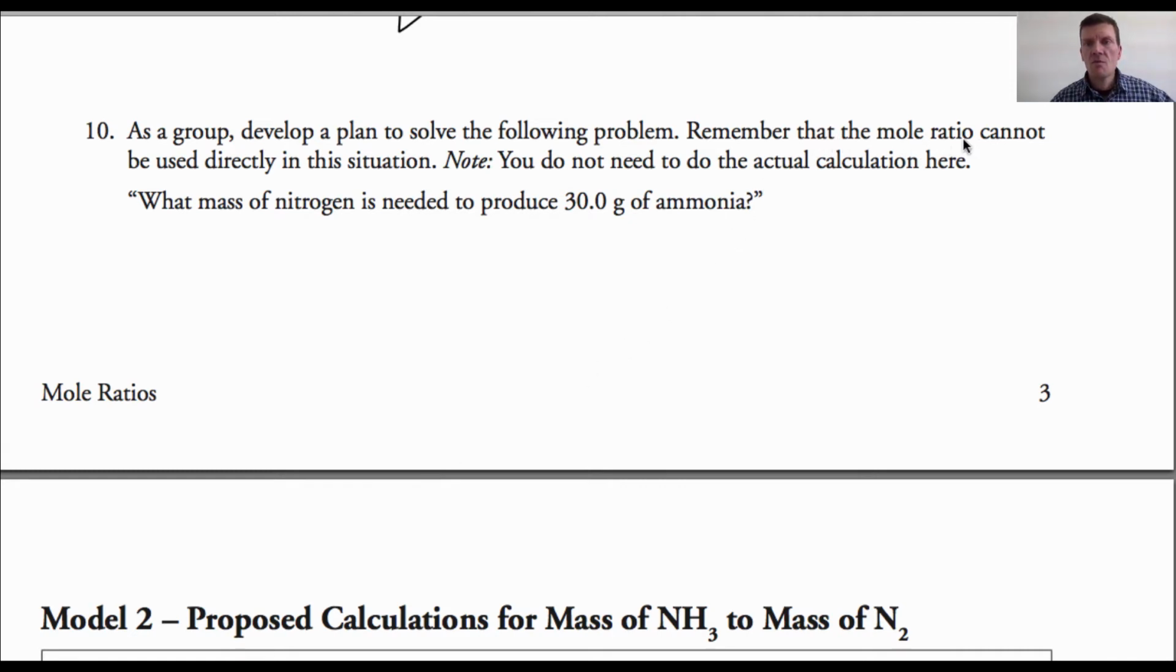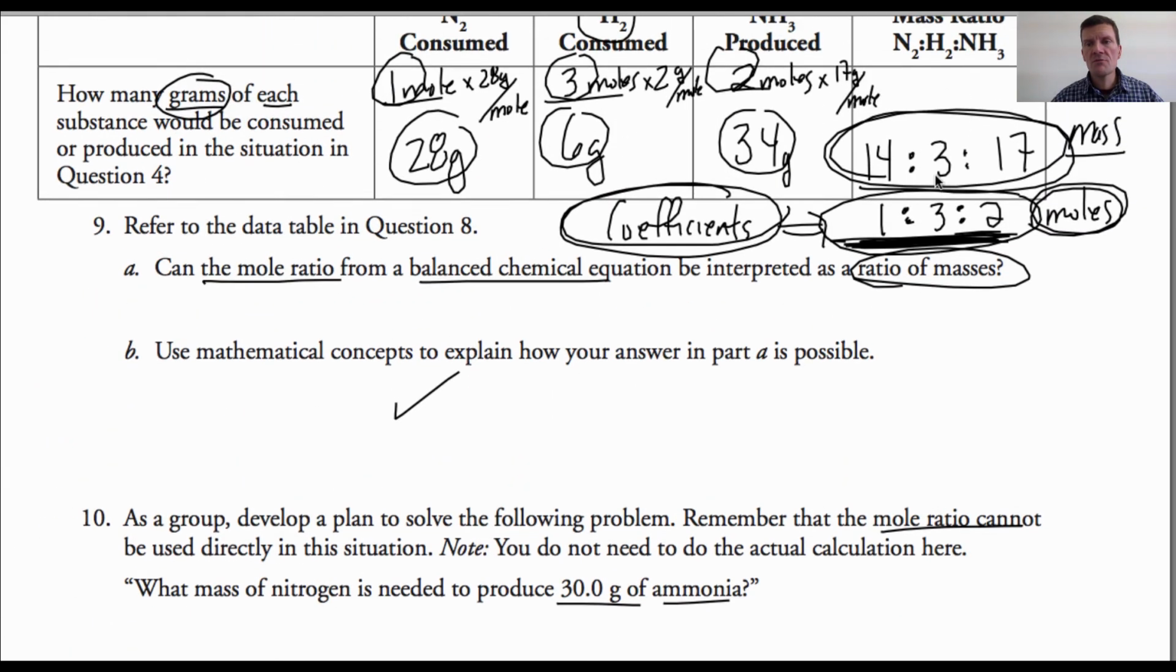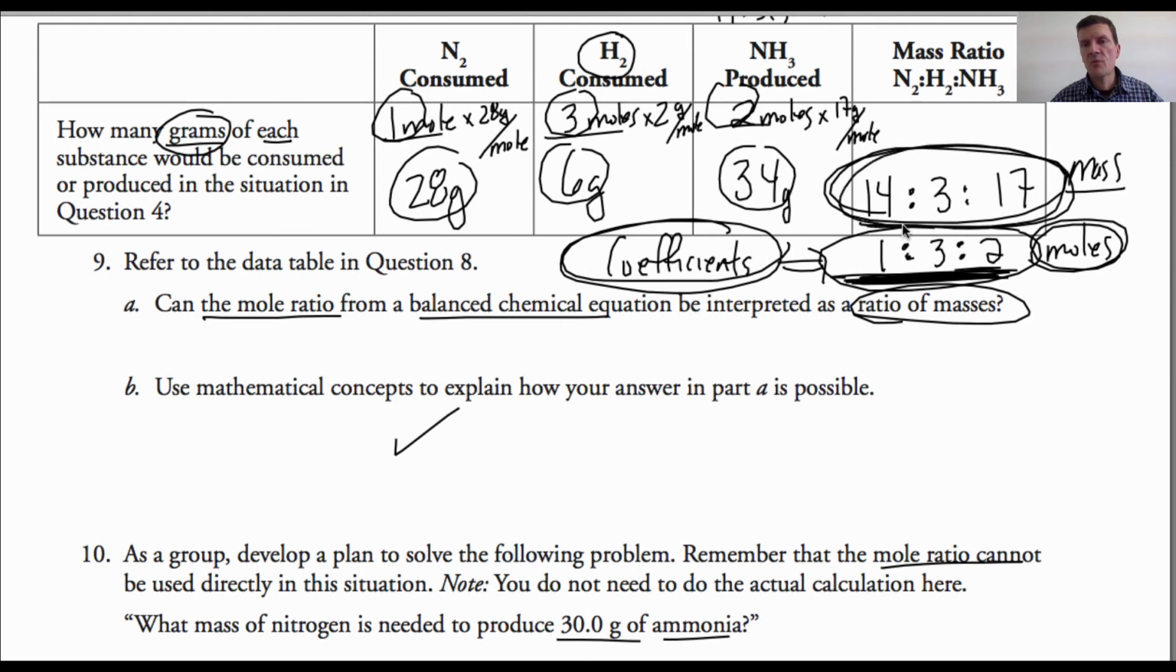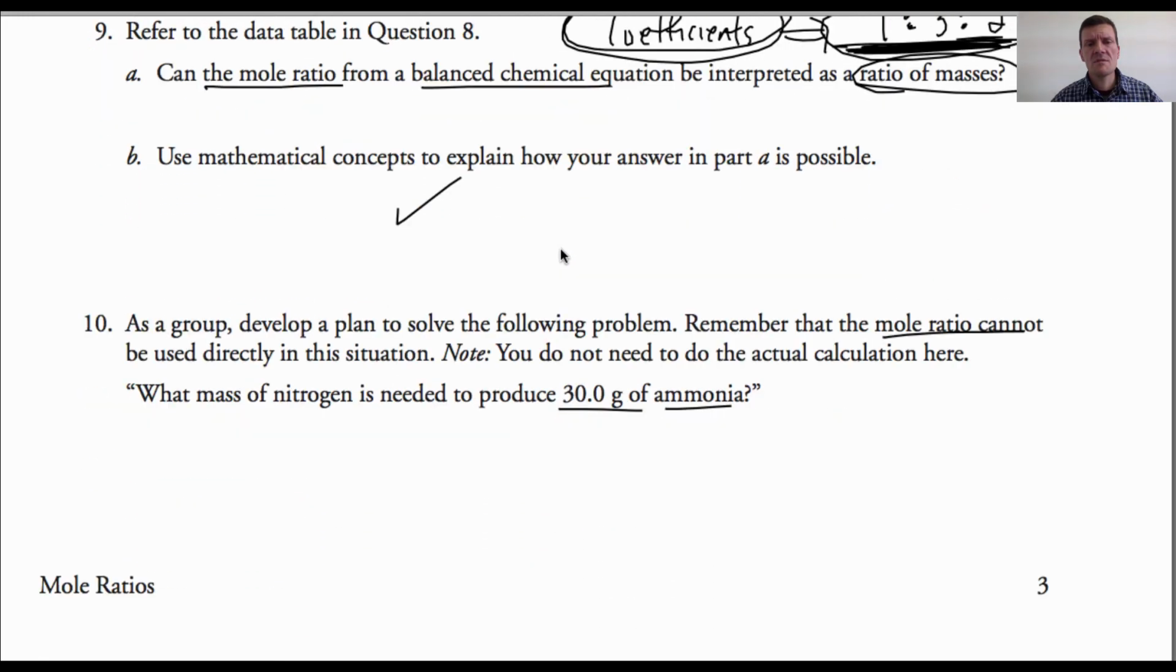Okay, remember that the mole ratio cannot be used directly in this situation. Note, you do not need to do the actual calculation here. Okay, what mass of nitrogen is needed to produce 30 grams of ammonia? Well, yes, that's true, the mole ratio cannot be used directly, but we would convert each of these to moles. That would be my suggestion. Yes, we could, if we wanted to, use the mass ratios now that we have them, but how did we get those mass ratios? We had to convert moles to mass.